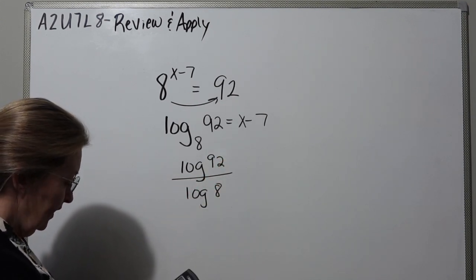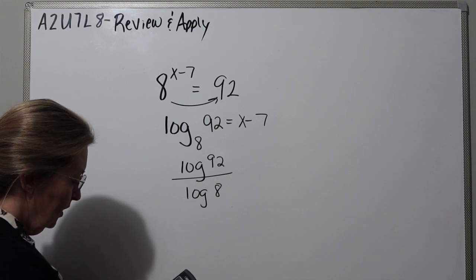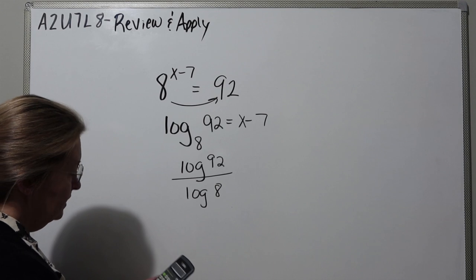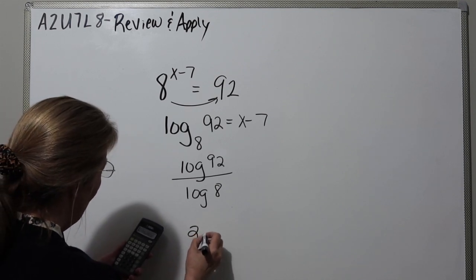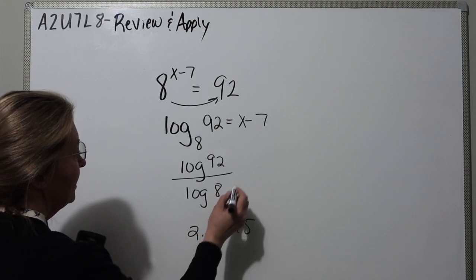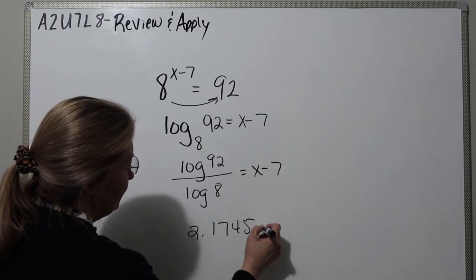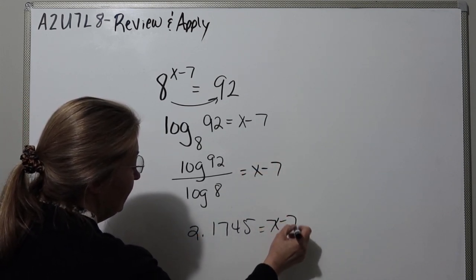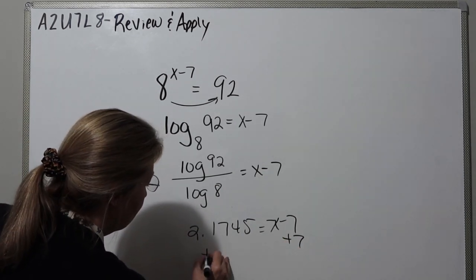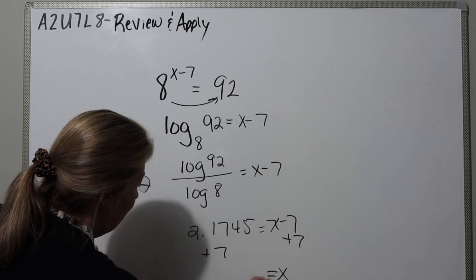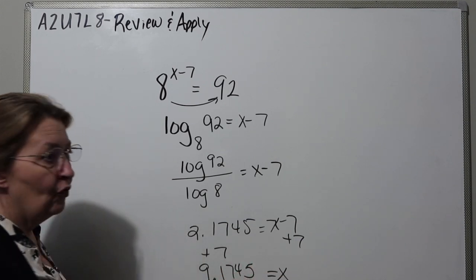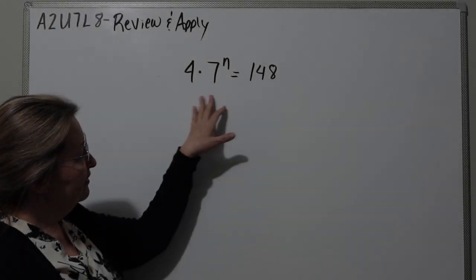So I have log of my argument over log of my base. And real quick, that's going to get me 92 divided by 8 is 2.1745. Let's go to 4 decimal places. And then I have the x minus 7 here. So now, in order to actually solve the problem, I have to add 7 to each side. So I get x is equal to 9.1745.